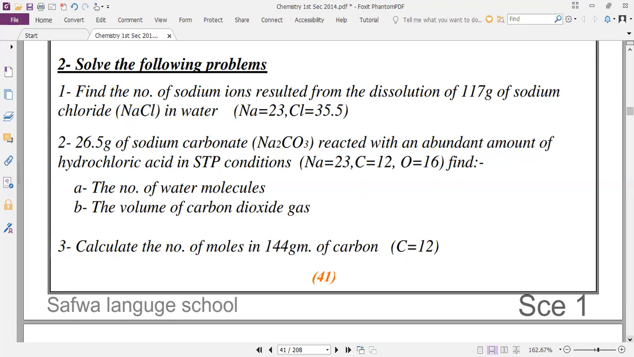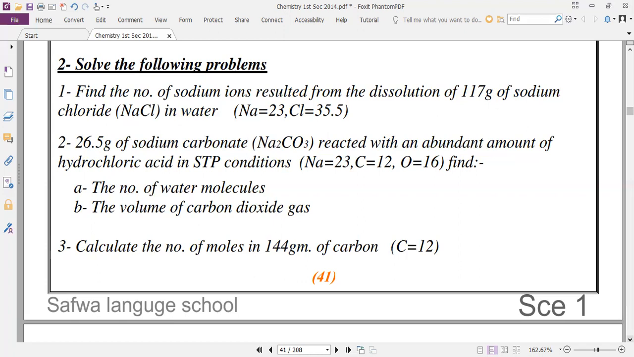First, Mariam, we must write the balanced chemical equation to calculate number of moles, right? So what is the balanced chemical equation? As he said, 26.5 gram of sodium carbonate Na2CO3 reacted with an abundant amount of hydrochloric acid. So Na2CO3 plus HCl. Try to make the balanced chemical equation and tell me.